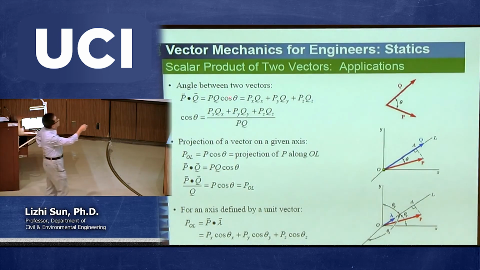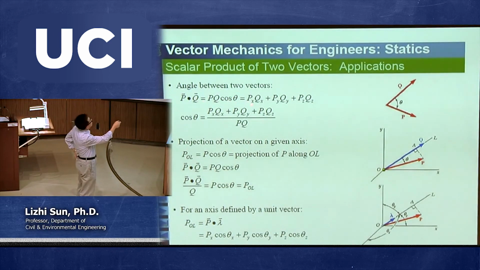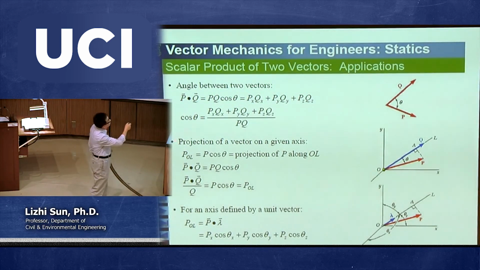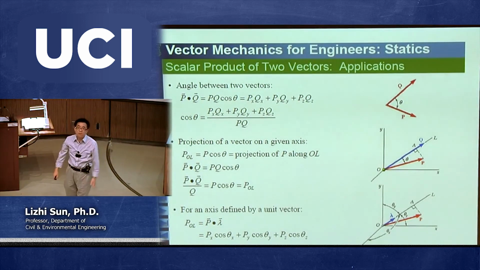But I told you, normally we don't use this. Instead, we use the components of P and the components of Q. We end up with this one, right? But then, of course, this one should be equal to this as well from the definition. Then look at these two terms. This one equal to this. Assuming you know P, assuming you know Q, then from this you can calculate cosine theta. That's the angle between two vectors.